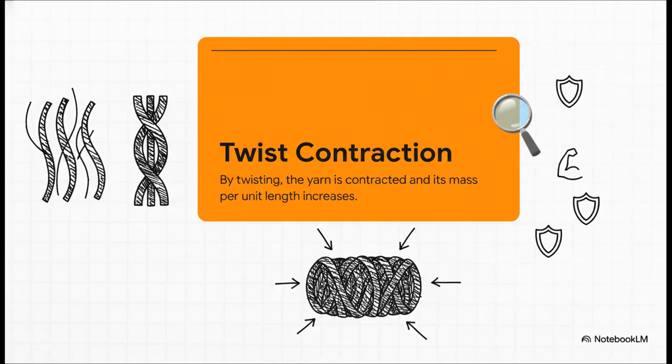So this geometry has a very real effect. As you twist those fibers together, the total length of the yarn actually gets shorter. It's a phenomenon called twist contraction. The yarn becomes more compact, denser, and as a result, stronger. It's literally squeezing itself into a more powerful structure.